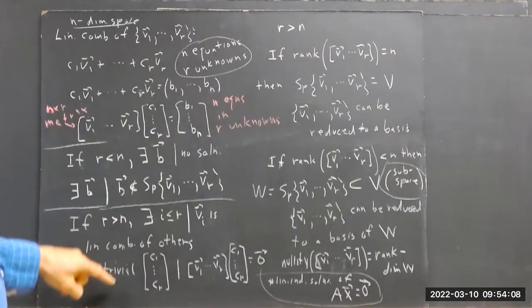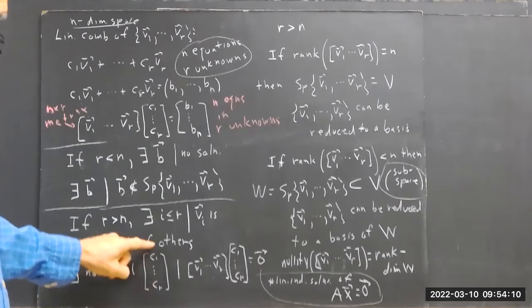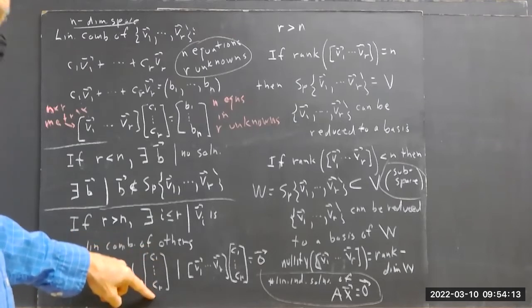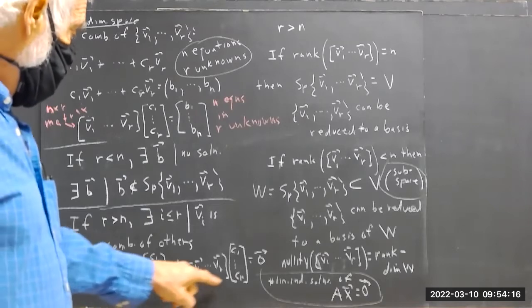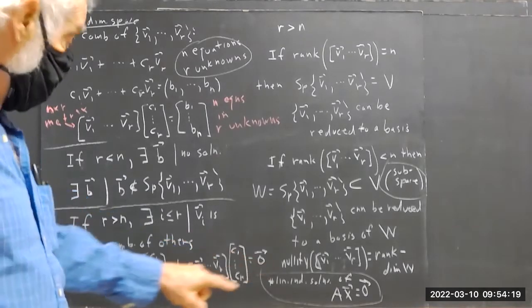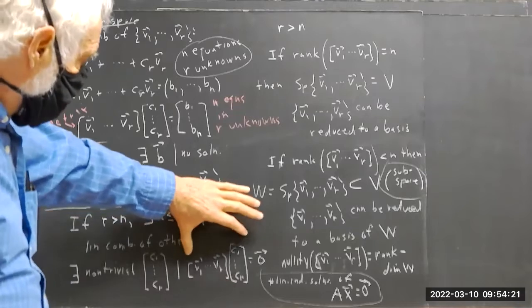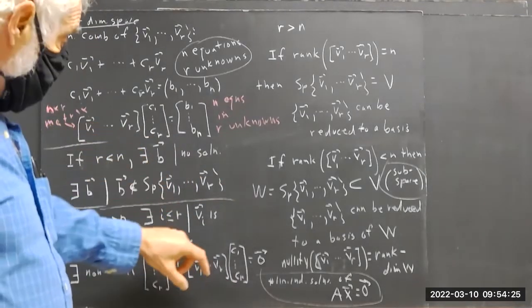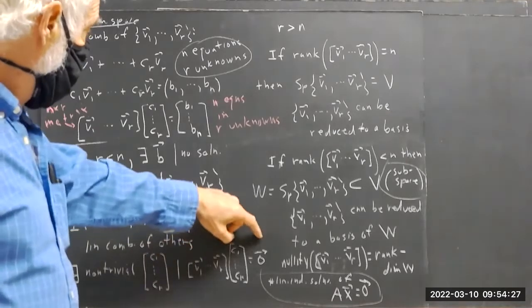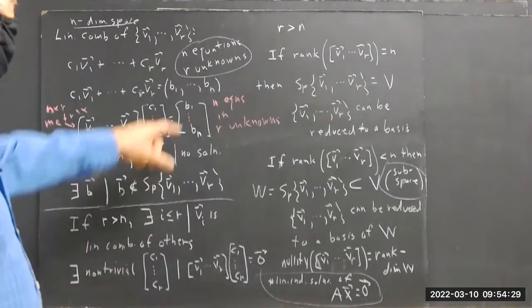And then I say this is equivalent to saying there's a non-trivial set of scalars c1 through cr such that this equation holds, and this just expresses a linear combination as it did up here. But this linear combination would be zero. In other words, a solution.